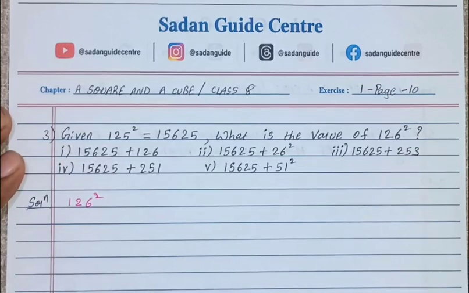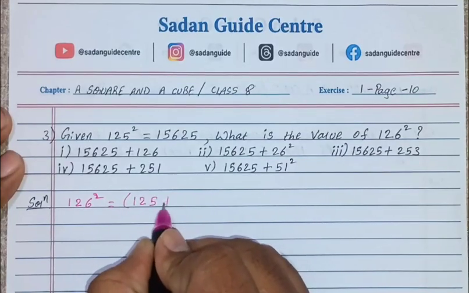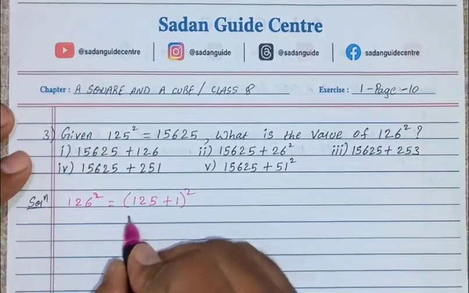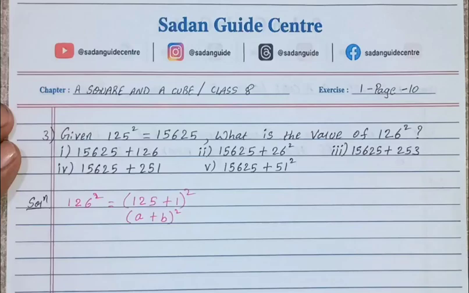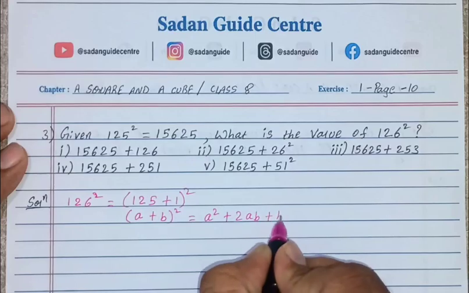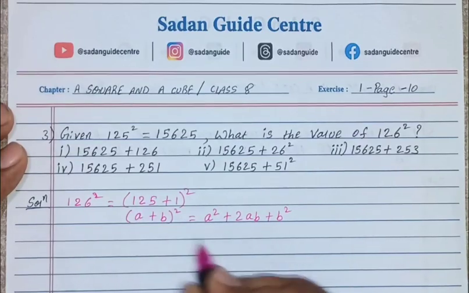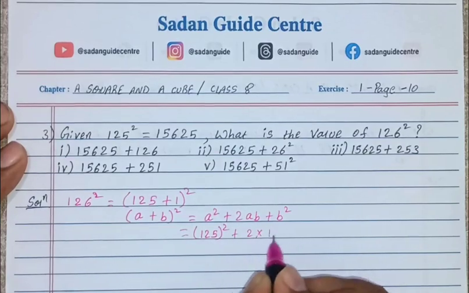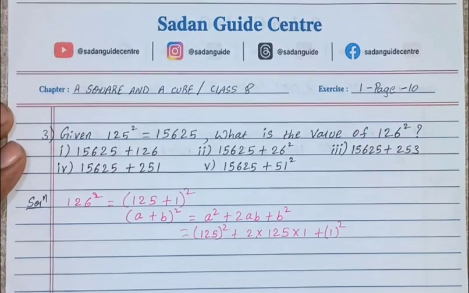126 square is nothing but 125 plus 1 whole square, right? Now this one is (a plus b) whole square, that is a square plus 2ab plus b square. You all learned this form, right? Now a square is how much? 125 square whole square plus 2 into 125 into 1 plus 1 whole square, right?